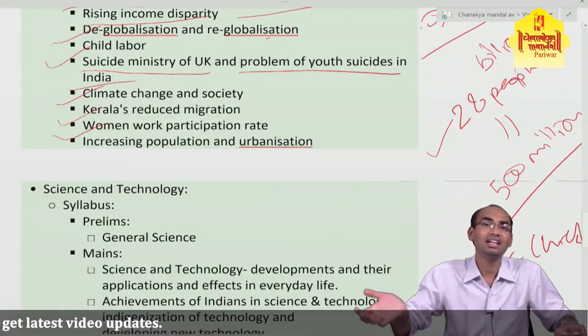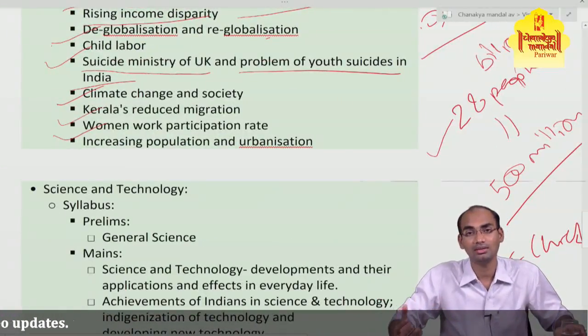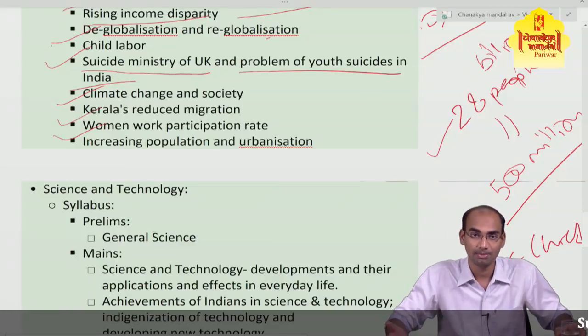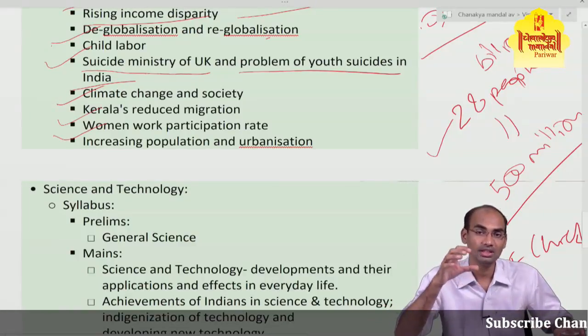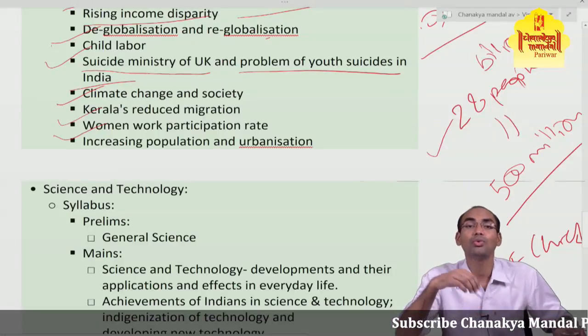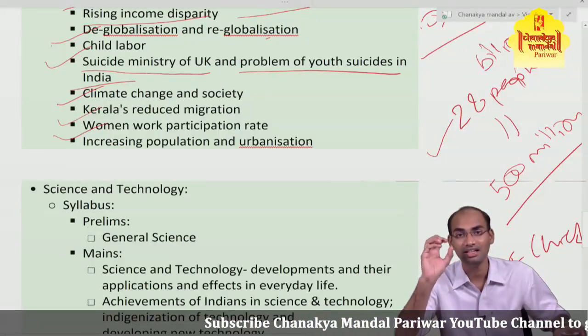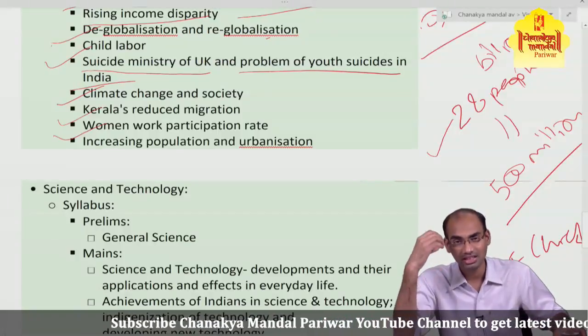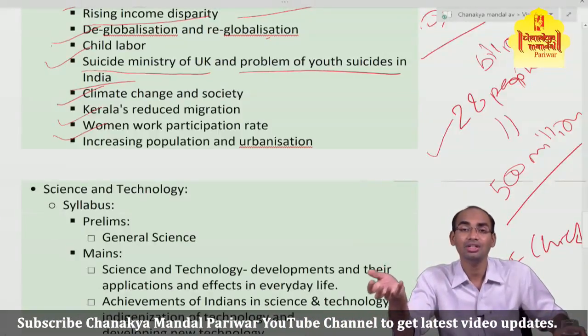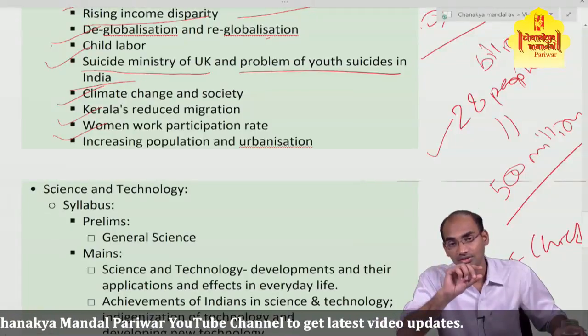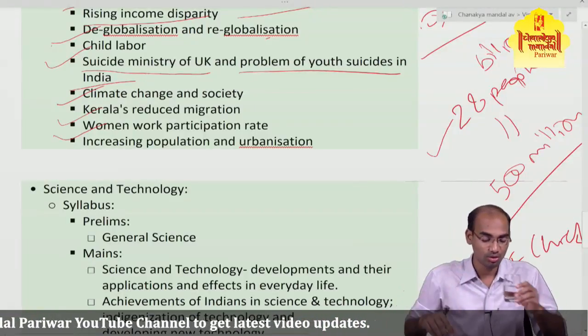You can highlight this opinion because this opinion came from an authority person. You can highlight this opinion in your answer related to work participation rate. How India's IT industry, mining industry and every kind of industry is faring on the gender basis, you need to mention that also.